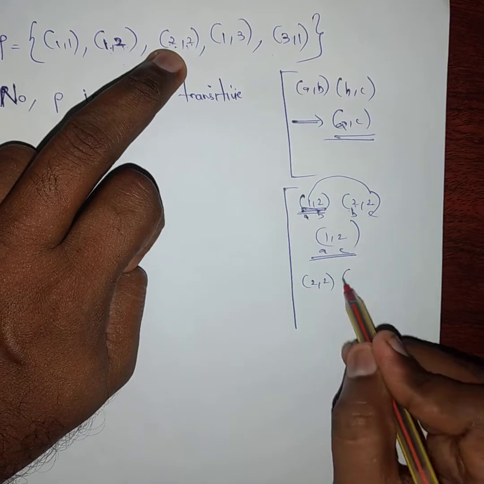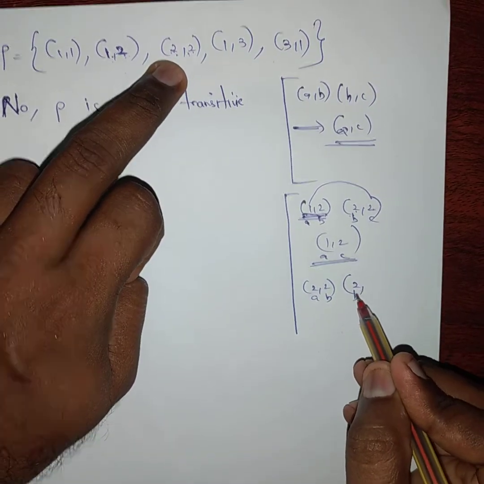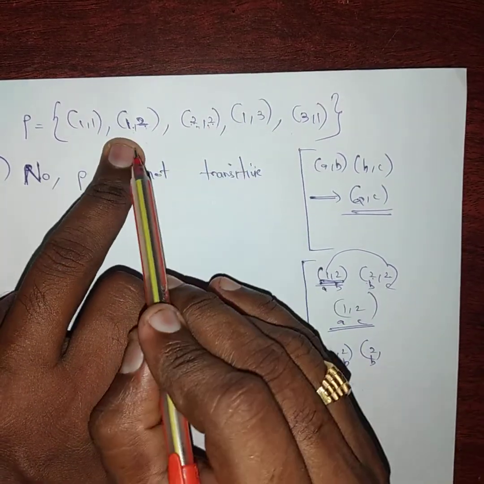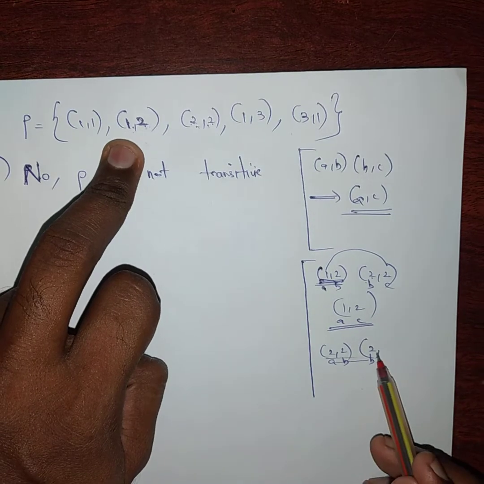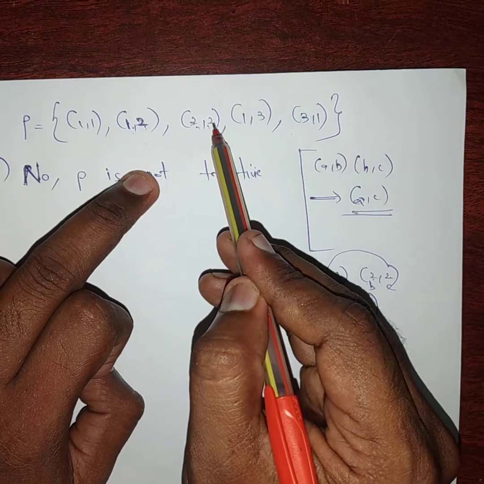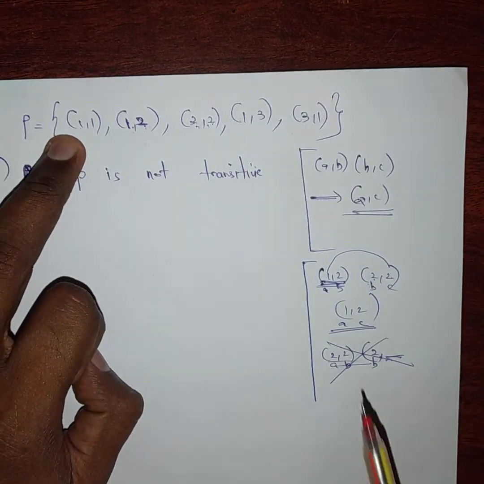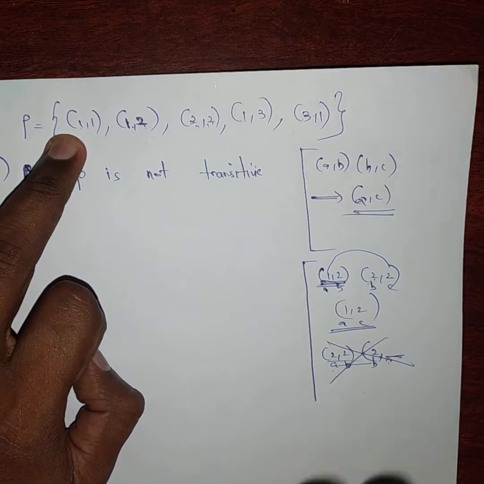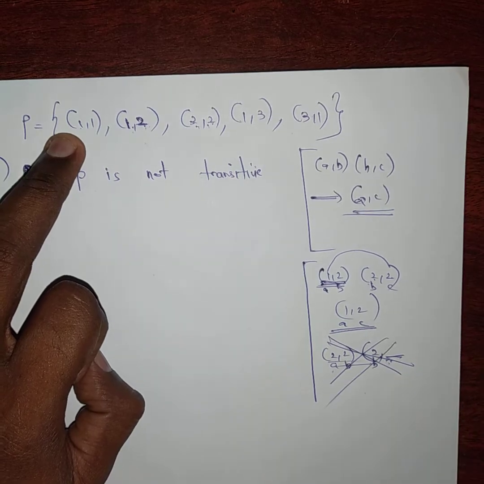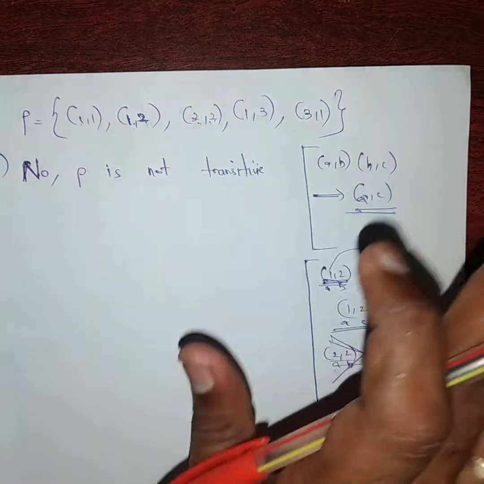If I take 2 comma 2, once again 2 should start here, because A comma B and B comma C should be possible. For 2 comma 2, there is no other pair starting with 2, so I can't take this one. Then only I can move to A comma C; B comma C is not possible, so I leave it. 1 comma 1, 1 comma 2 and 2 comma 2 I also leave.